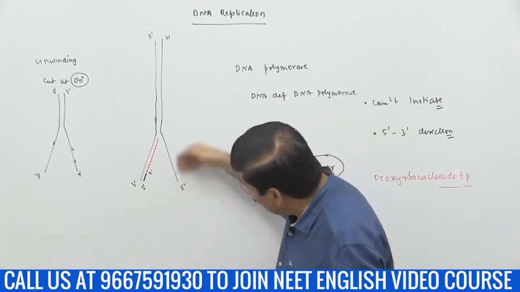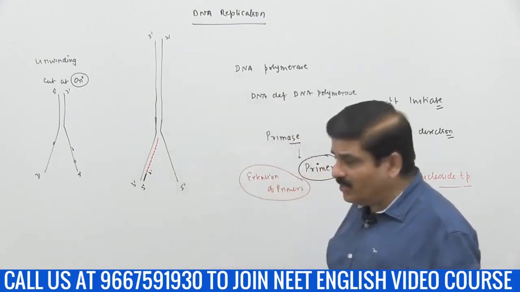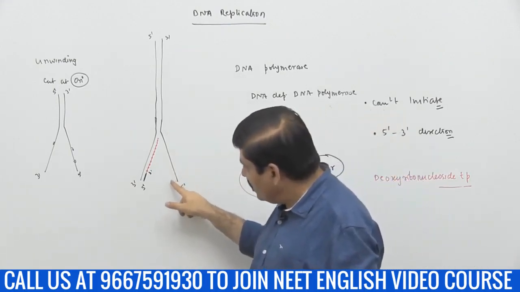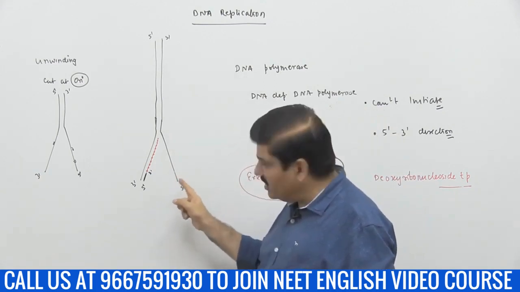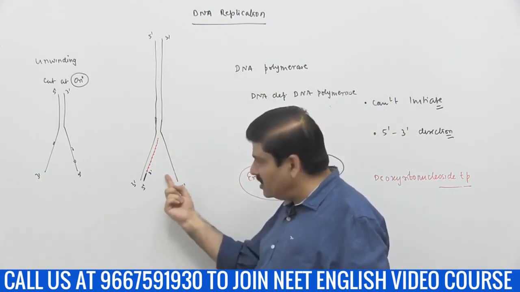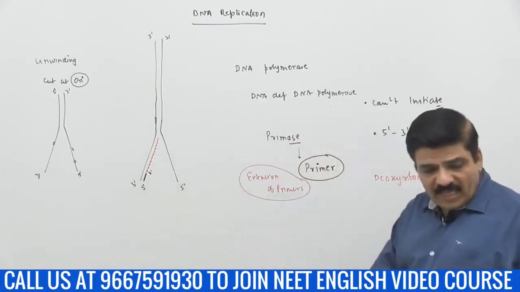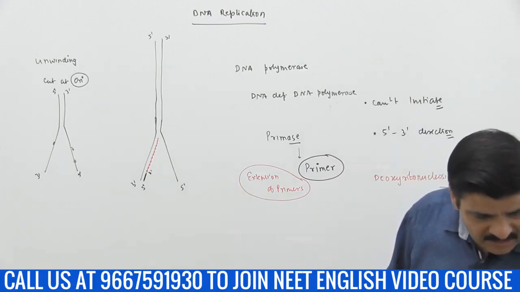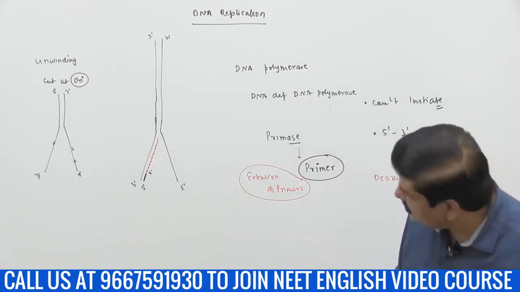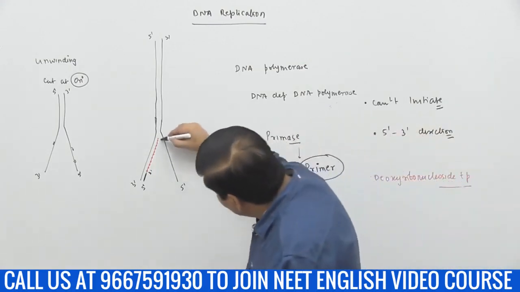This strand has been opened in 5' to 3' direction. It is not possible to synthesize a DNA strand on this molecule in this direction, because that would be 3' to 5'. So what exactly is done? A primer is synthesized here, so that means maintaining the directional sensitivity.